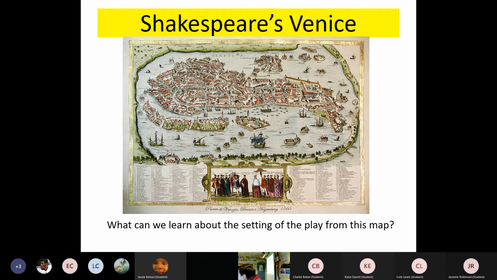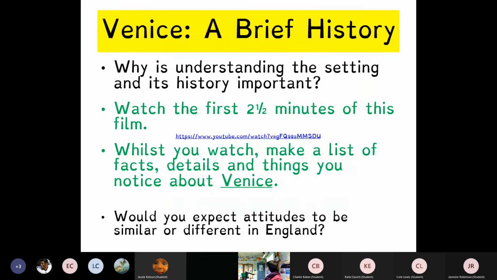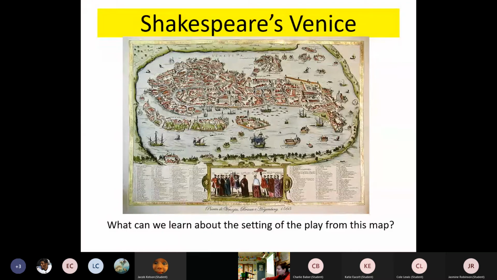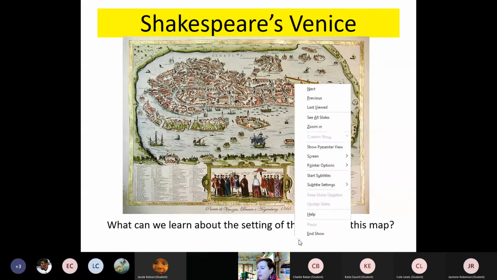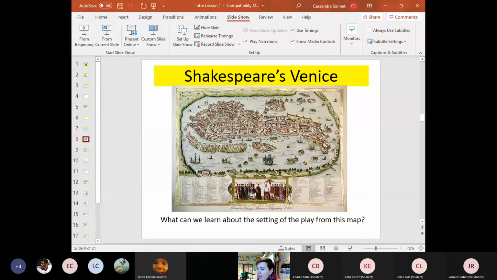It looks what? Very crowded. Yeah, it does look crowded actually. So there's a lot of people who were in Venice. Absolutely. So there's lots and lots of people in Venice. But what else? What is the main thing? If I said, "Oh, I live in this city," what would be the main thing that you would say about it? It's surrounded by water. Yes, very good. It's surrounded by water.